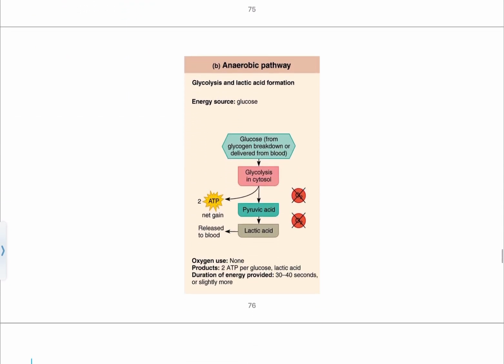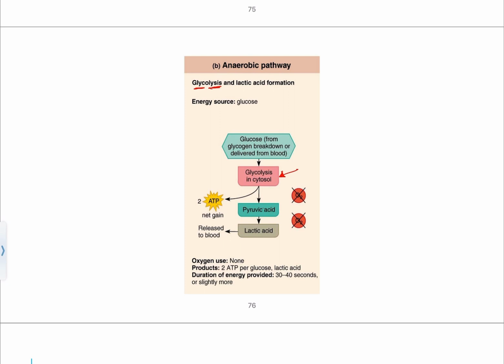So here's just an illustration. We have glucose, glycolysis. Lysis means splitting, and glyco is talking about a carbohydrate, in this case glucose. So we're splitting glucose into pyruvic acid. Also, another thing I want to point out is that this occurs in the cytoplasm of the cell.